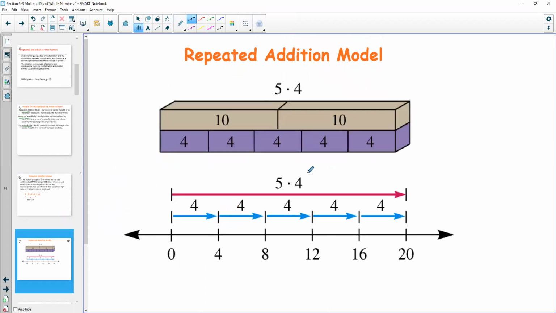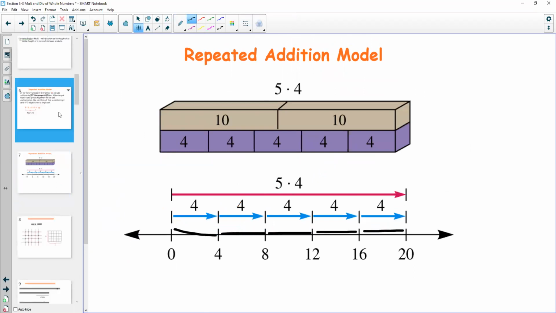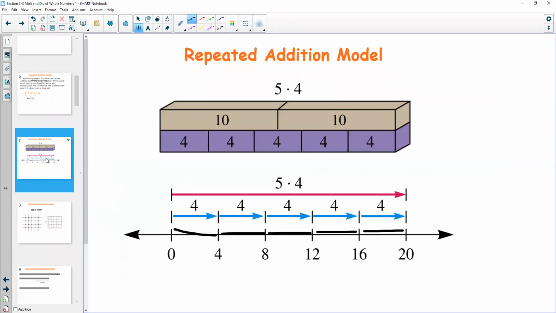So we can also show repeated addition with blocks or on a number line. Here's 4, here's 4, here's 4, here's 4, here's 4. So 5 4s is 20. Okay, but it's important that they think of it this way, that they use this representation. They see it a bunch of different ways because different ways click for different kids, right?